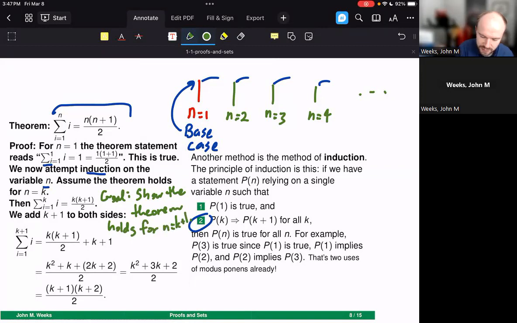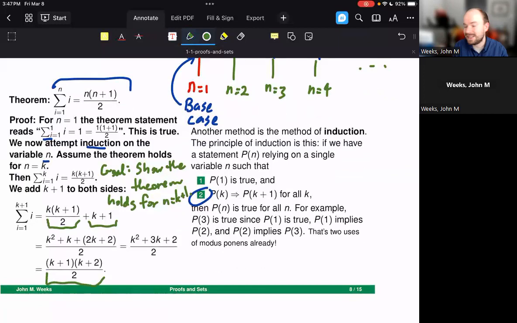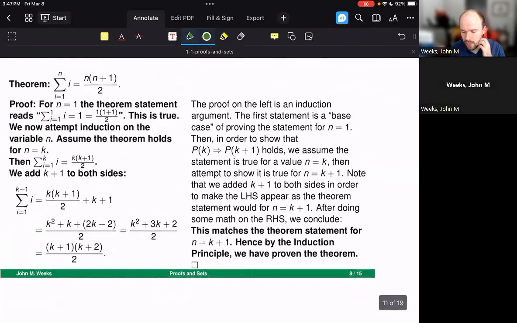Notice that how this works is we take the formula that we got from the theorem holding for n equals k, and we add k plus 1 to it, do a little bit of factoring around and realize, wait, that's what the theorem would give me if I had plugged in k plus 1 instead of k. So that gives us what we're looking for in terms of this theorem. So that is the induction principle.